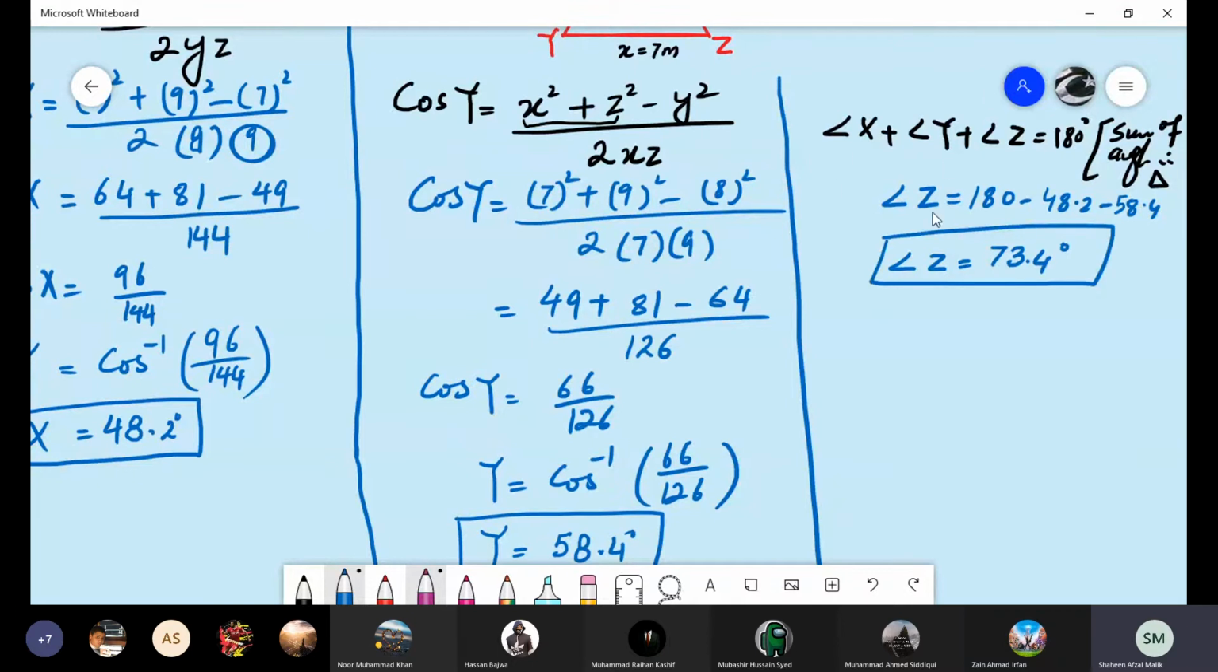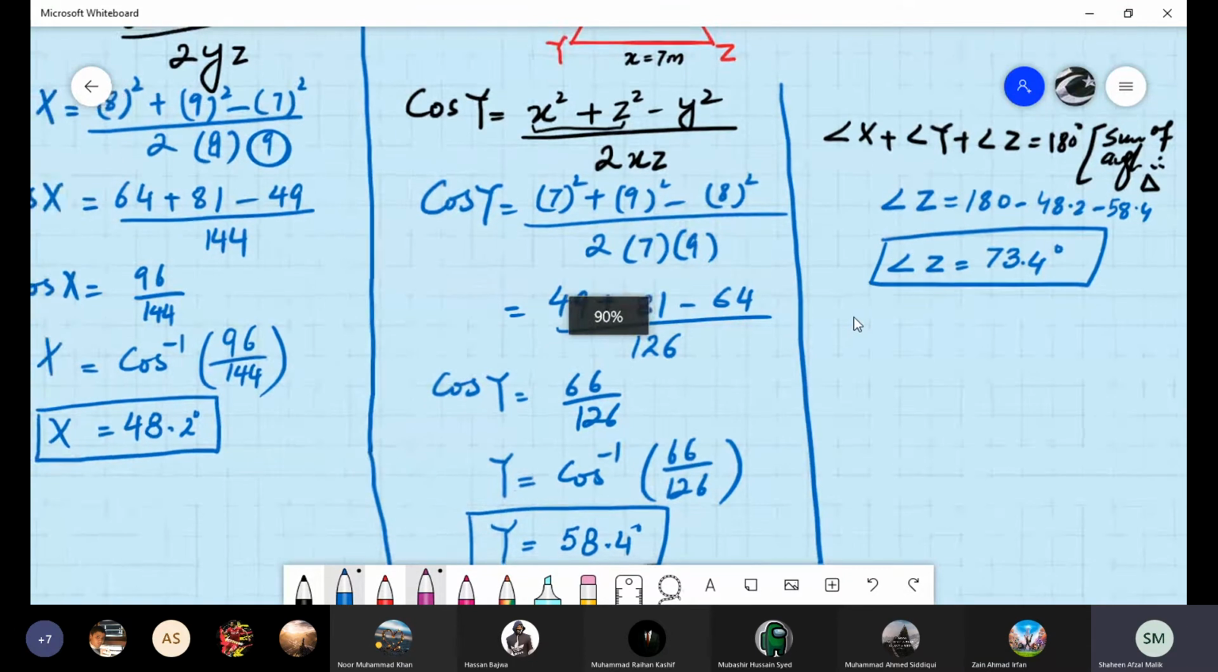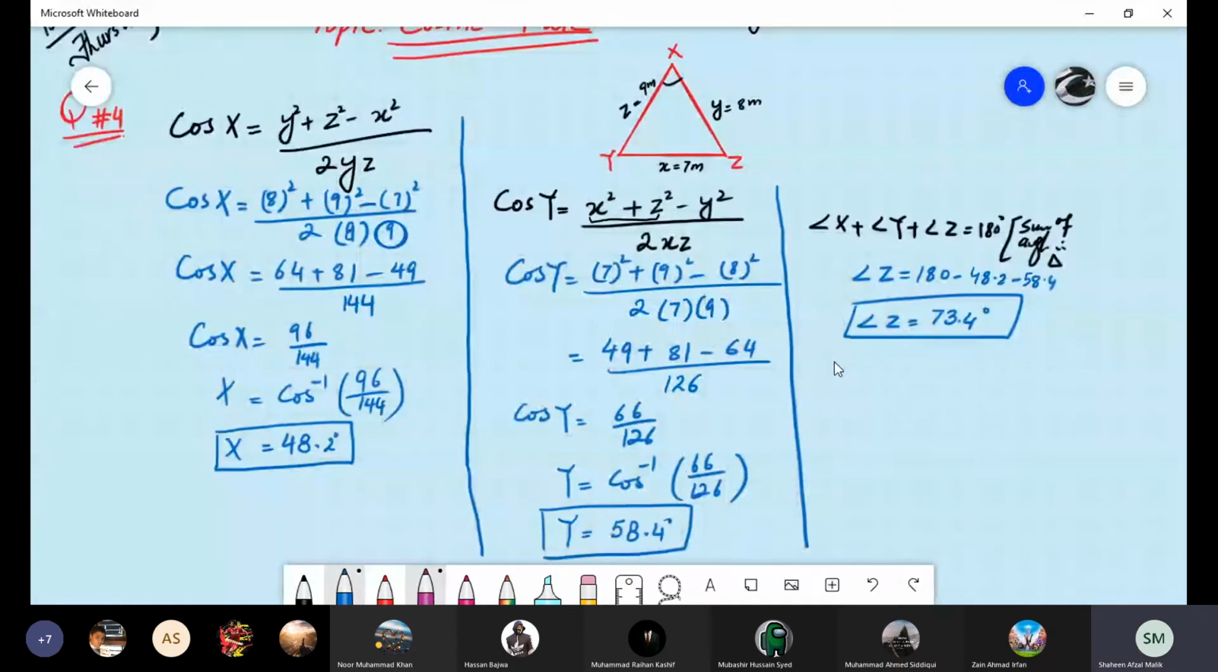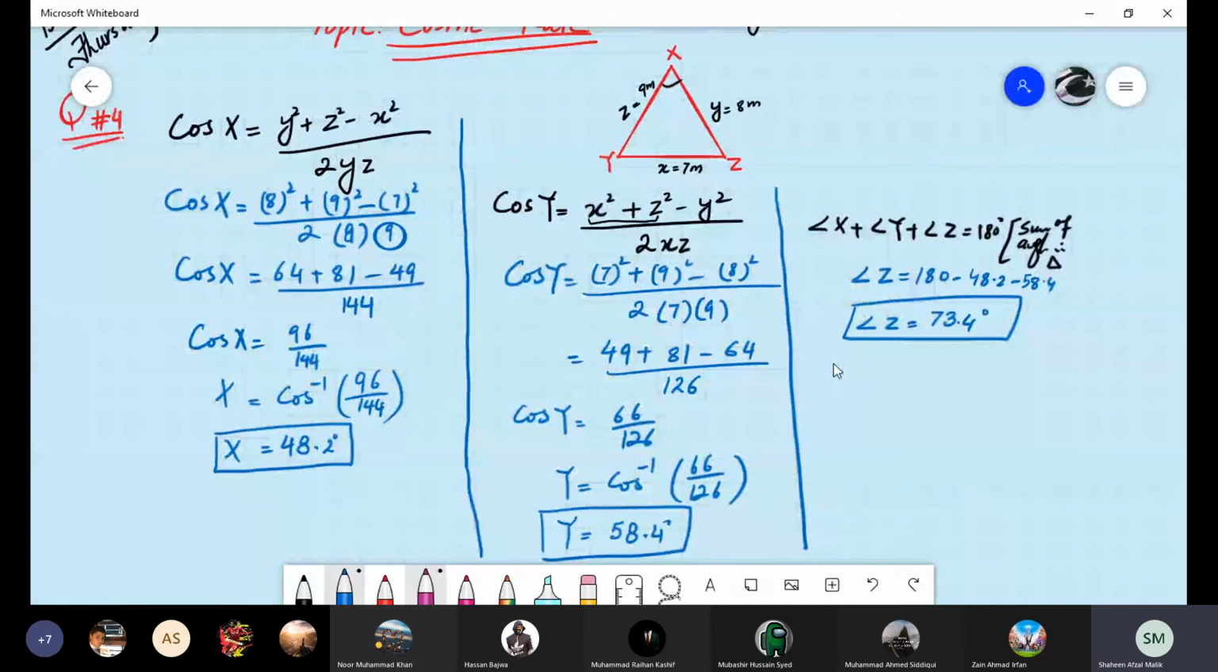I'm going to minimize. If anyone wants to copy, you can. Mubashir, because we started with the cosine rule, it's better to go with it. These are all the three angles: first one, second one, third one.